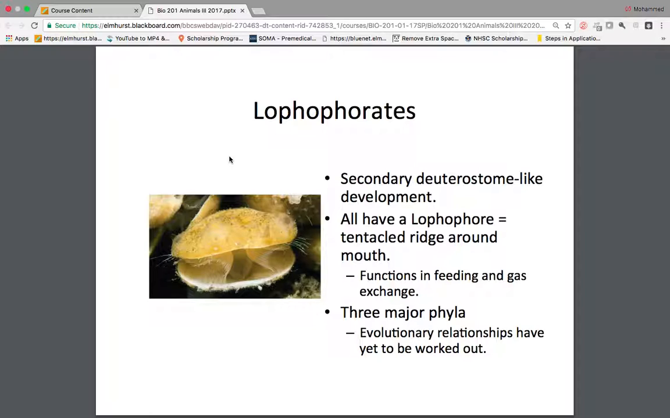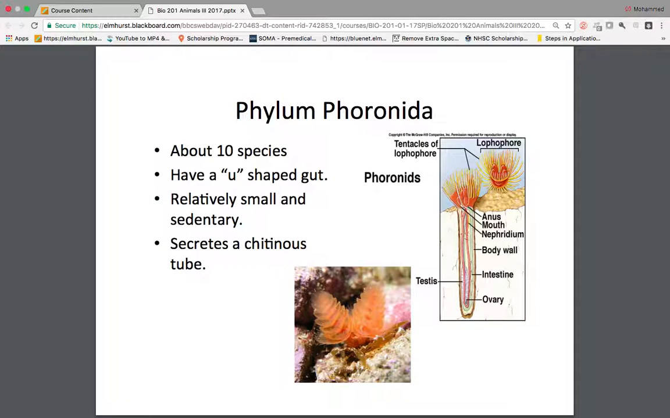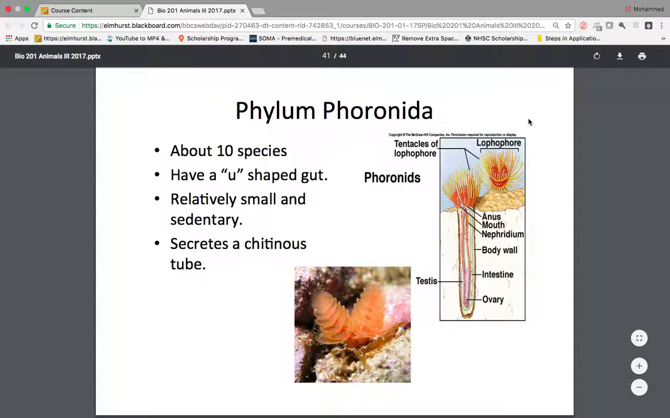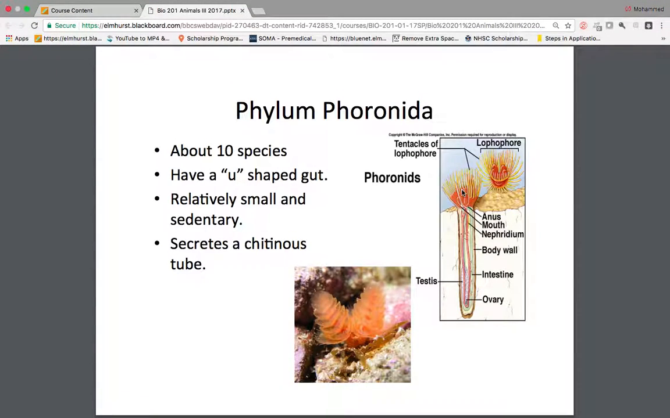So there are three major phyla that we're going to talk about. There's more than that, but we're only going to talk about three. The first ones are the Phoronida, the Phoronids. There's not very many of them alive now, but there's a pretty good fossil record of them. Phoronids live in a tube, and they've got this deep U-shaped gut. So you'll notice that they've got a mouth up here, their gut runs down into the body, and then back up, and the anus is next to the mouth. Most of these guys are small, and they live in a chitinous tube. Their lophophore sticks up out of the tube and acts as the gas exchange and feeding appendage.